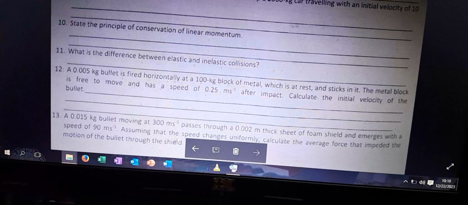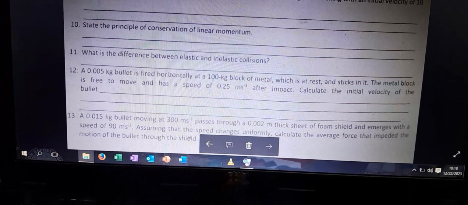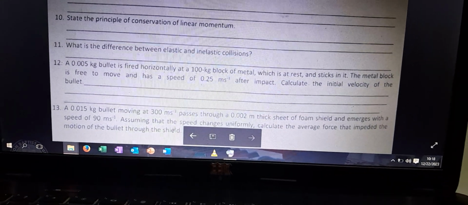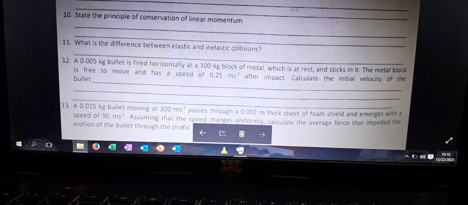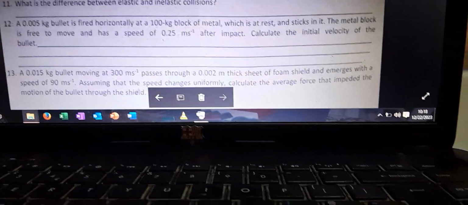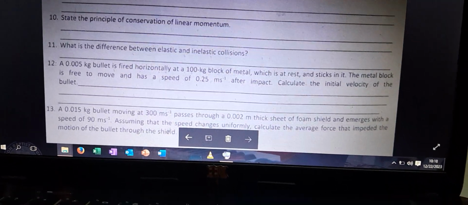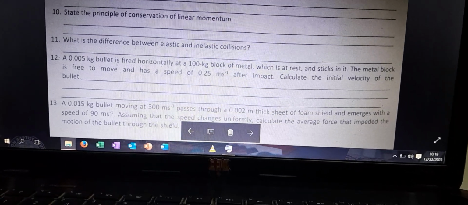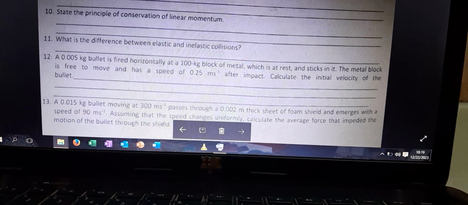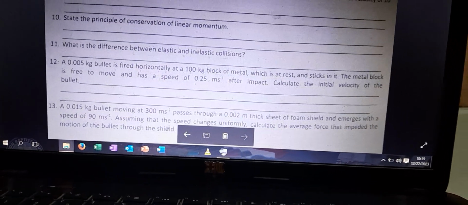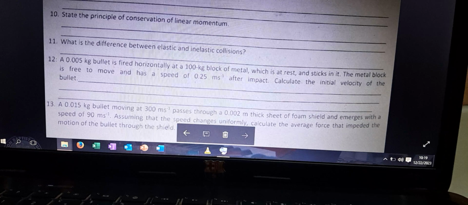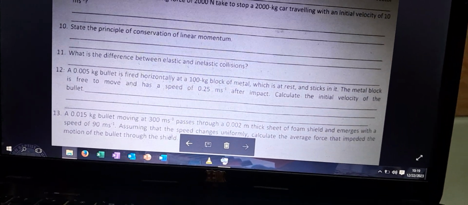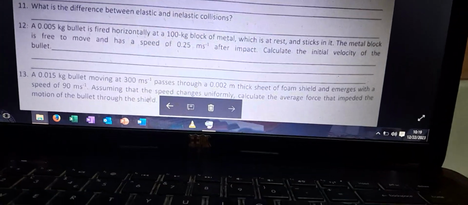Right, the next question says, what is the difference between elastic and inelastic collision? All right, I'll start from conservation of kinetic energy. I'll use it to differentiate them. In an elastic collision, kinetic energy is conserved. This means that the total kinetic energy of the system before collision is equal to the total kinetic energy after the collision. Why for inelastic collision?